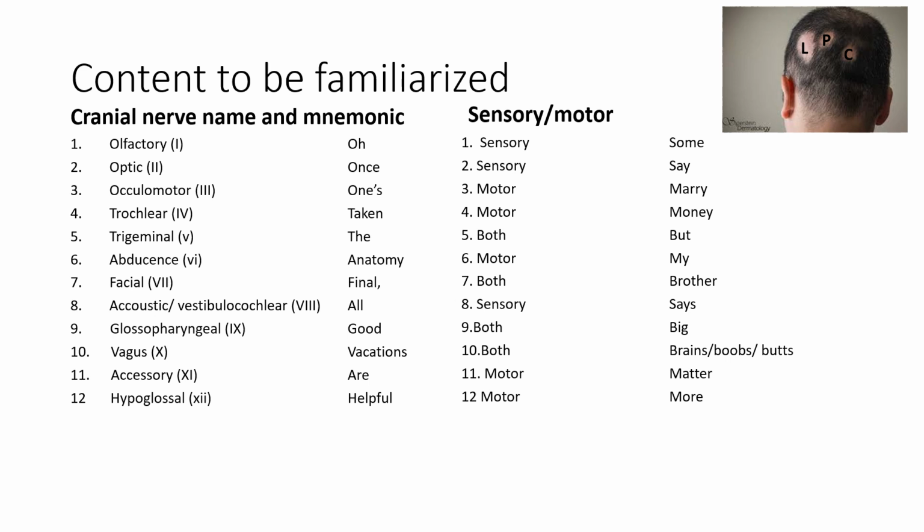Then trochlear. So we think of the eye again, and a structure called the trochlea by which one of our oblique muscles is going to traverse through. So that's the trochlear, also related to the eye.